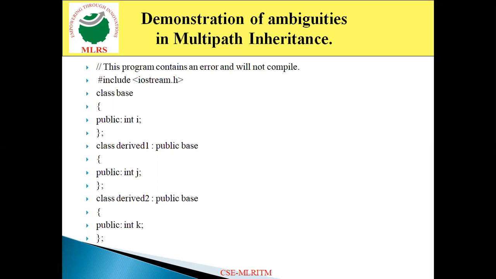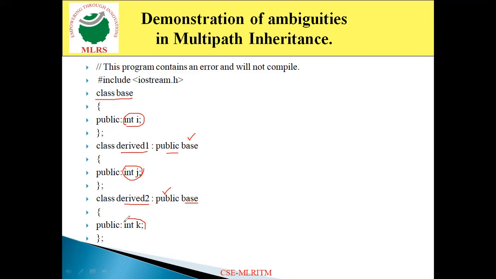How will the compiler generate the error? Take one example. Here I specify a class base. In this base class, I specify int i in public. Now I am deriving the class derived in public mode from the base class. In this derived class, I am specifying int j. What I just explained with classes, the same thing we are implementing through a program. Then again I derive derived 2 from the same base class in public mode.